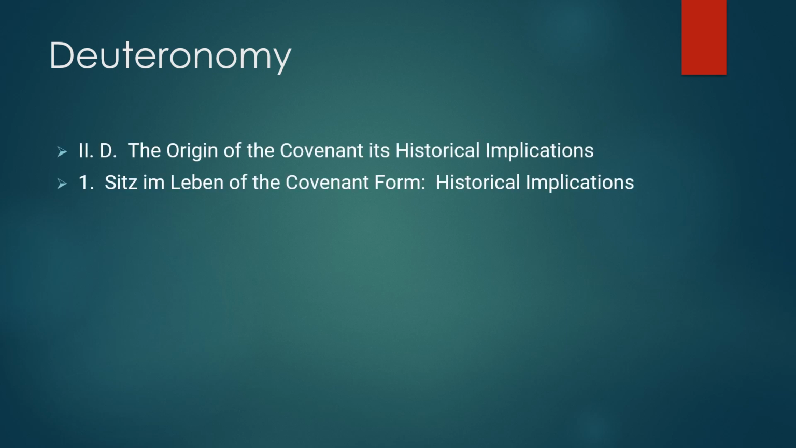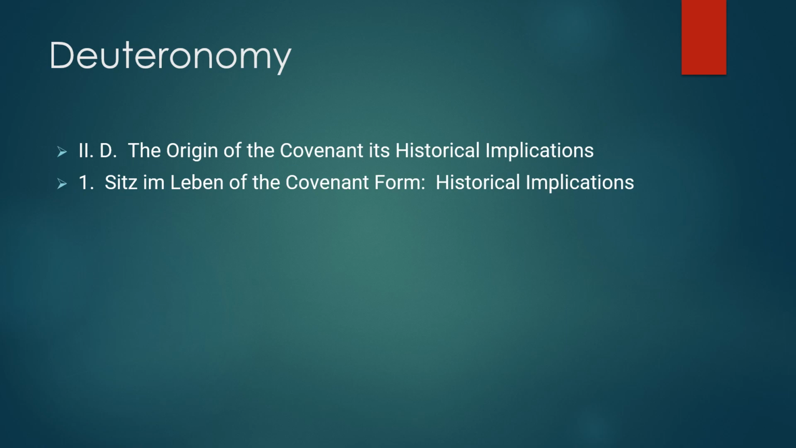We're under Roman numeral 2, capital D, which is the origin of the covenant in the Old Testament and its historical implications, the present state of affairs in Deuteronomy. We began discussion of that in the last class hour with number 1, Sitz im Leben of the covenant form, historical implications of its presence. But the essence of that number 1 is the nature of the covenant form and its origin, that is, whether it is to be considered as cultic or historical as far as the origin of the form is concerned.